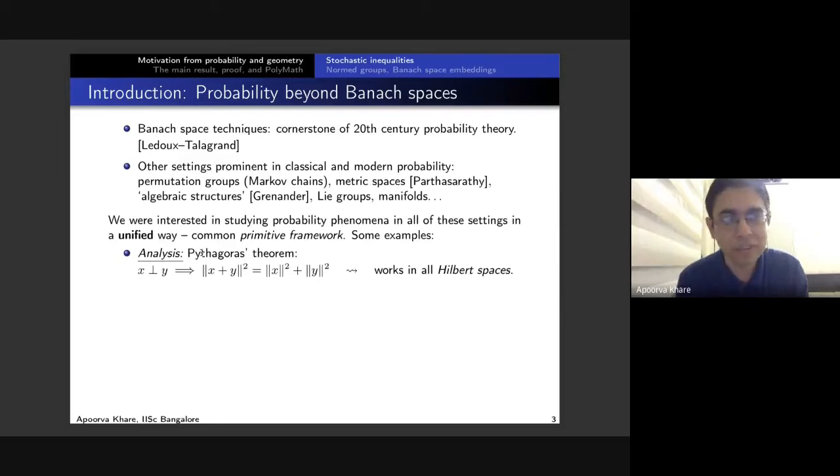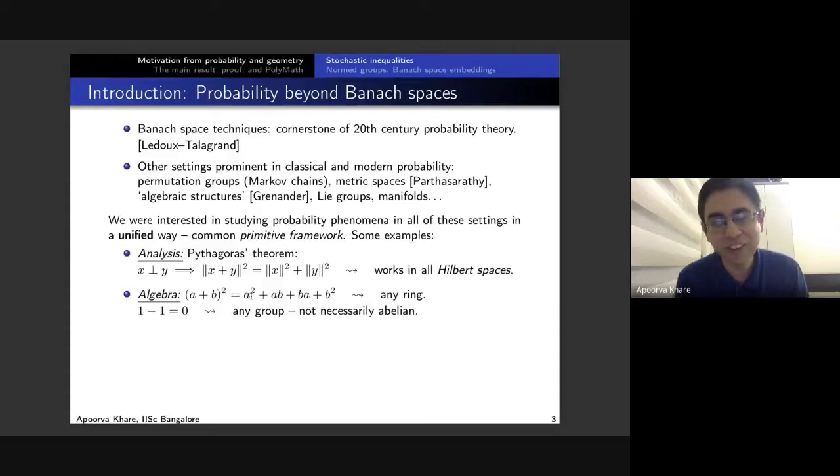Here are some examples of such primitive frameworks. We know Pythagoras' theorem. It doesn't just hold in the plane or in R^n, it works in all Hilbert spaces. So the primitive structure is that of an inner product space or a Hilbert space. In algebra, you have (a+b)^2 equals this. Since I write ab + ba and not 2ab, this holds in any ring, commutative or otherwise. But in fact, 1 - 1 = 0 is an even more primitive identity. It holds in any group. It's just saying g times g inverse is 1. Really, that's all it's saying.